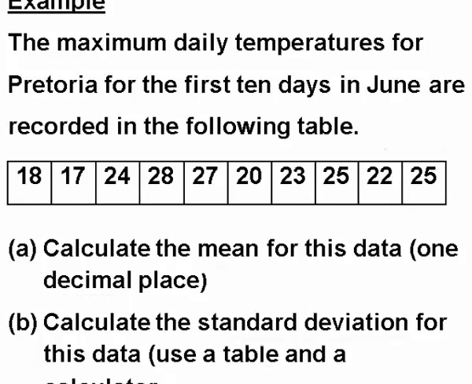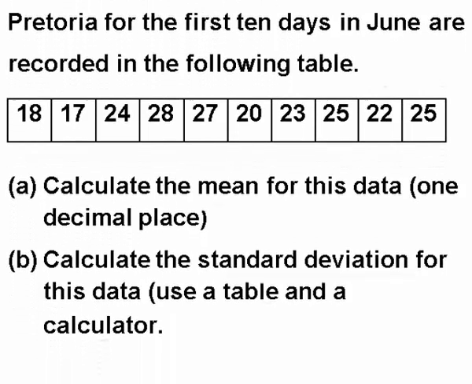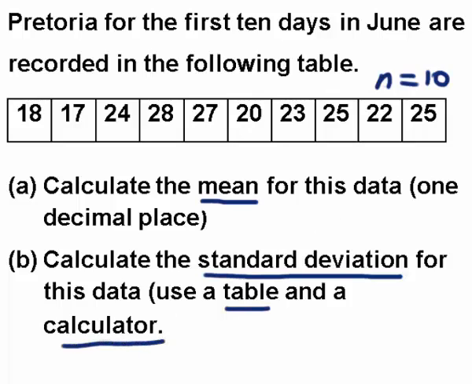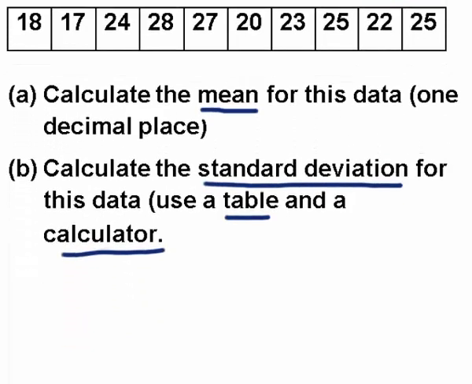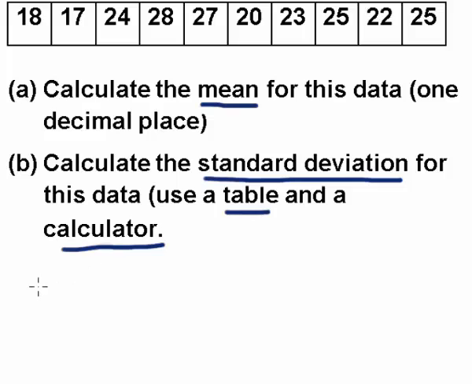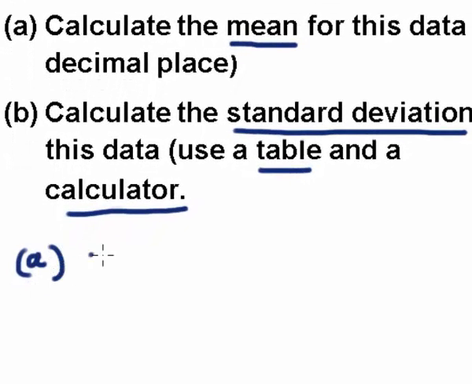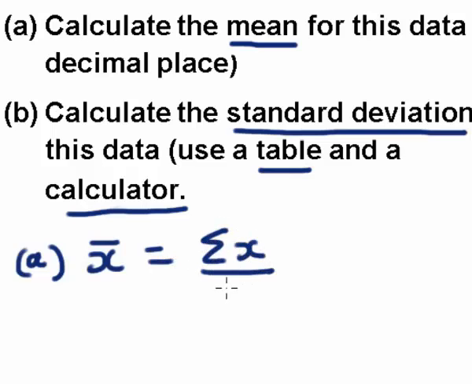The maximum daily temperatures for Pretoria for the first 10 days in June are recorded in the table. So there are 10 of them. For the first 10 days, 18 degrees Celsius, 17 degrees Celsius, and so we go on. What we want to do is calculate the mean and the standard deviation using a table and a calculator. If you go back and revise, remember, how did we get the mean? Very simply put, the mean is the sum of all of those scores divided by n.